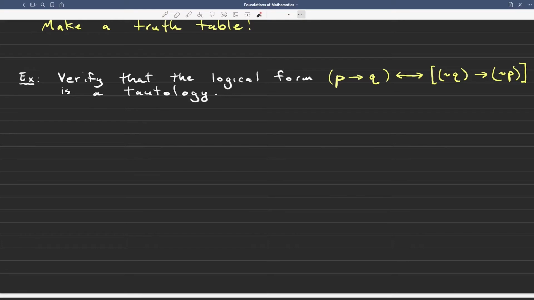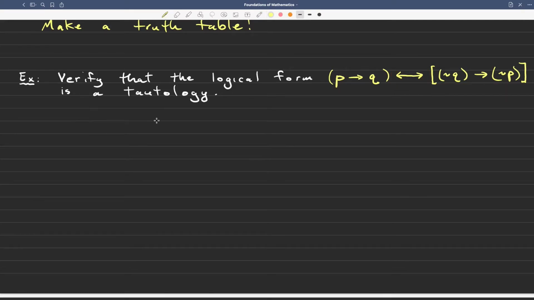Tautologies that are biconditional statements are very special. These are the ones that act like identities. So this tautology is saying the logical form P implies Q, if P then Q, is logically equivalent to not Q implies not P. In other words, P implies Q has the same truth value as not Q implies not P. So an implication is always logically equivalent to its contraposition. Let's just prove it real quick.